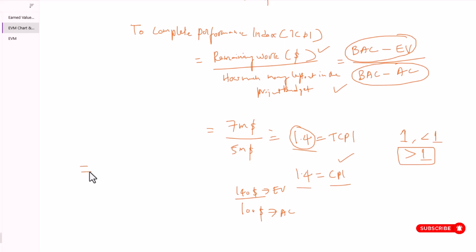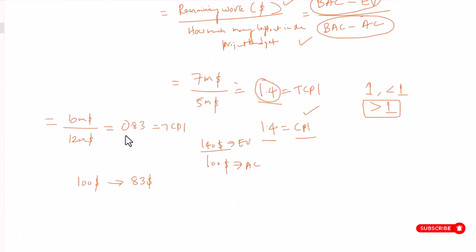Let's say you have a value like this. Your remaining work, the amount of work you had to accomplish or to earn, is $10 million, and the amount left in your project account is $12 million, then you have a good situation. So let's calculate the CPI value here. 10 divided by 12 million, which will be equal to 0.83. So this is the expected CPI value for the future.